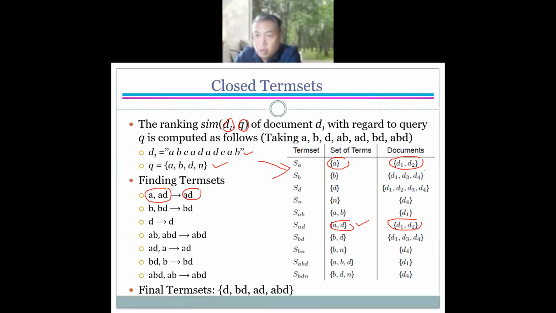Blue. So we have this, document 1, 2, 3, and 4. We also have document 1, 3, 4 here. So we combine, basically these two. Okay, BD. So for BD, we will have B only. We take this one only.